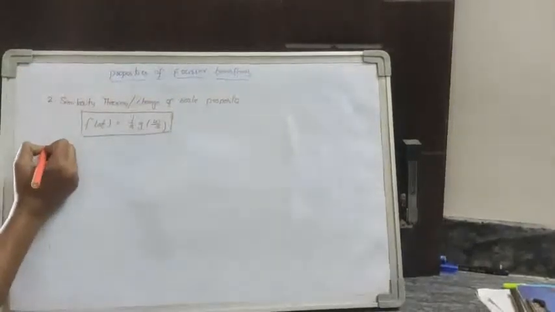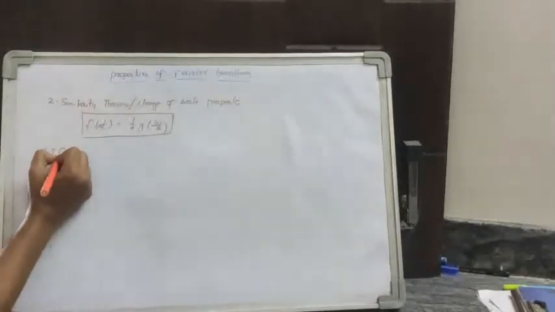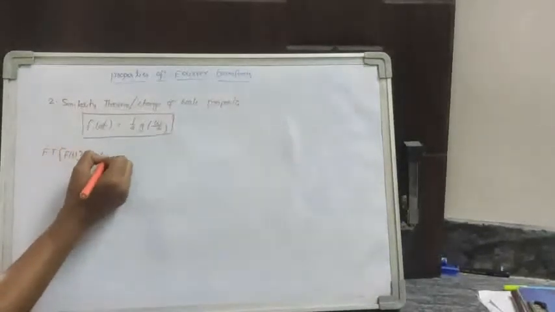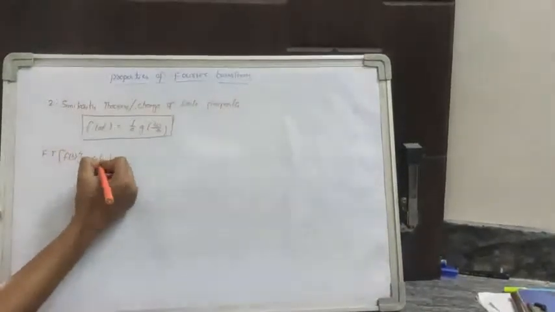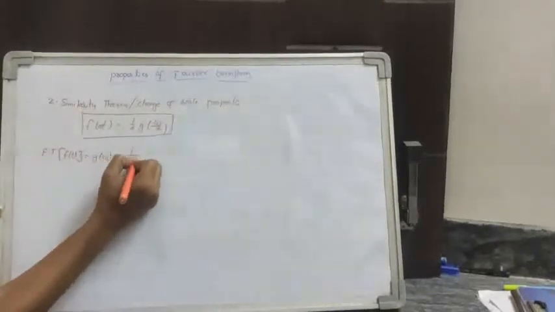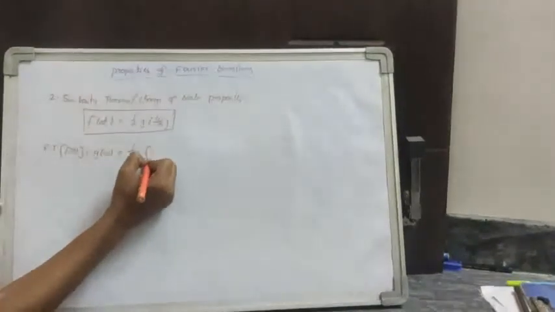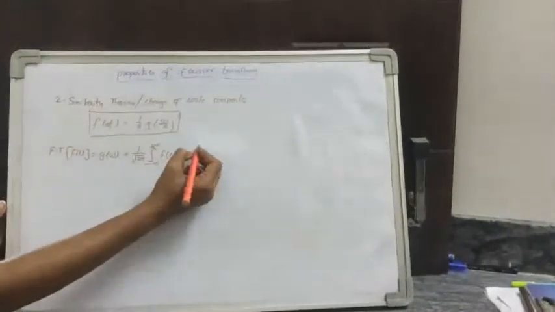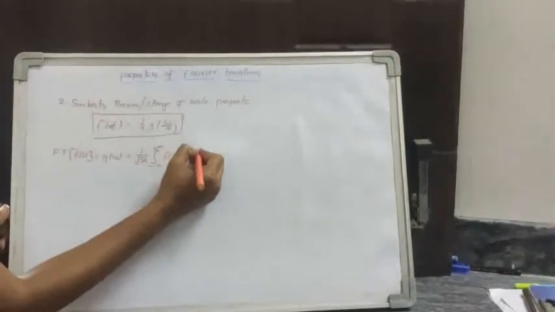Now to prove this, first consider the Fourier transform of a function. The Fourier transform of a function is denoted by g of omega. You all know that. And how can you represent this g of omega? 1 by root 2 pi integral minus infinity to plus infinity f of t e power minus I omega t into dt.